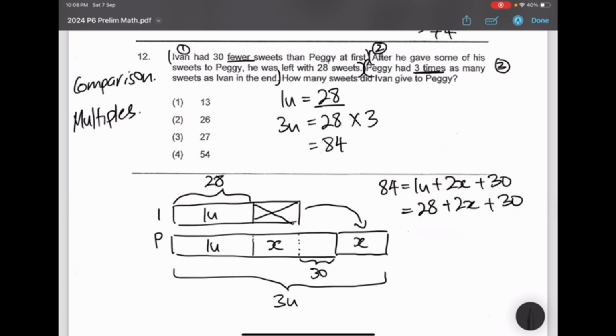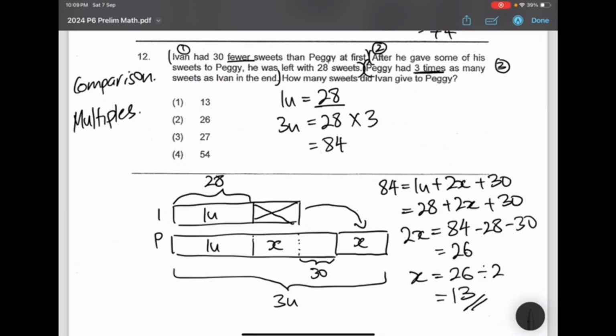Now if I want to isolate my 2x, it's going to be 84 minus 28 minus 30. And that would simply give me 26. Then can I find x, which is the amount that Ivan gave to Peggy? It would just be 26 divided by 2, and that will give me the answer of 13. And this is your answer for question number 12.